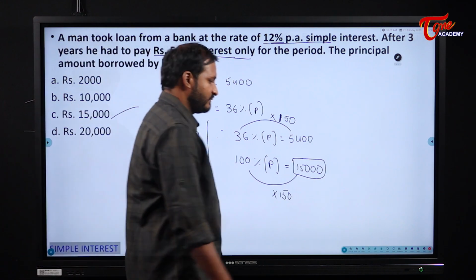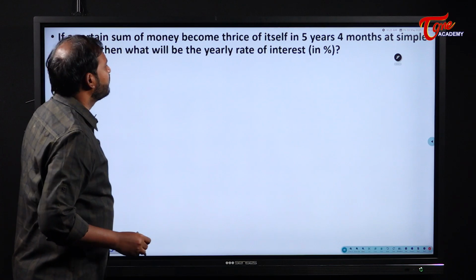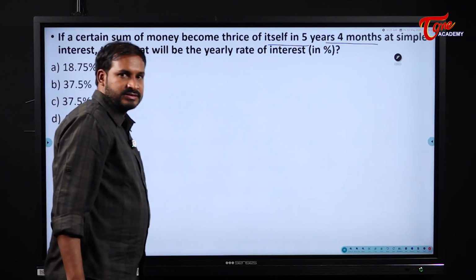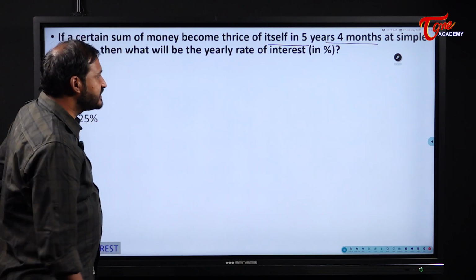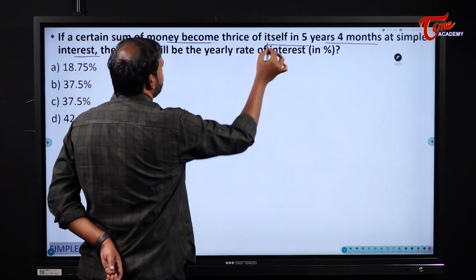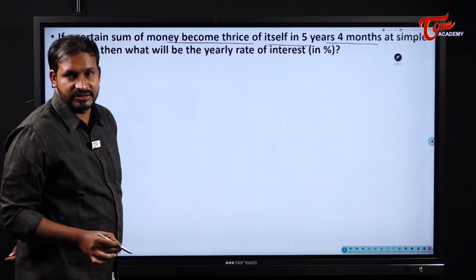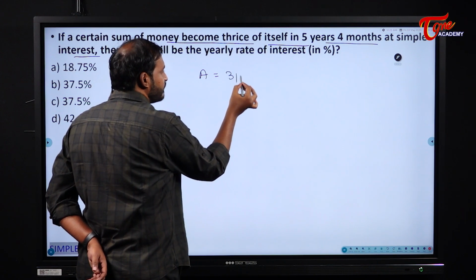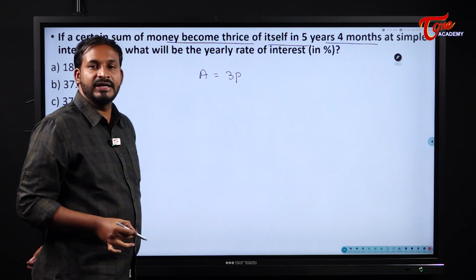Okay. Next one. If a certain sum of money becomes thrice of itself in 5 years 4 months. Sum of money becoming thrice of itself means what? Tell me first of all this one. Thrice of itself. This is very, very important here, students. That means amount will be what? 3 times of a principal. Amount will be what? 3 times of principal.